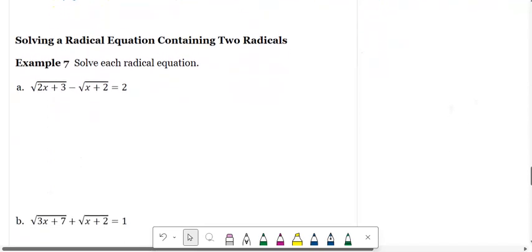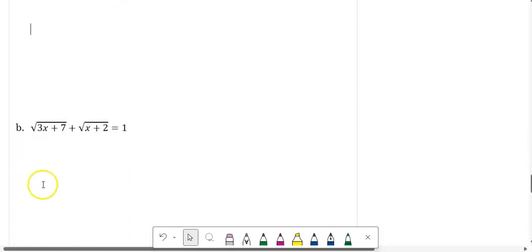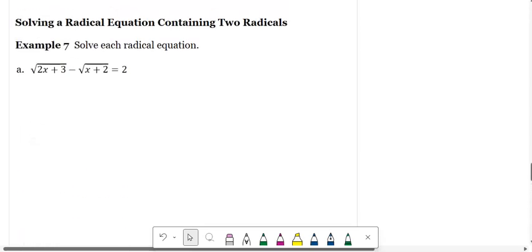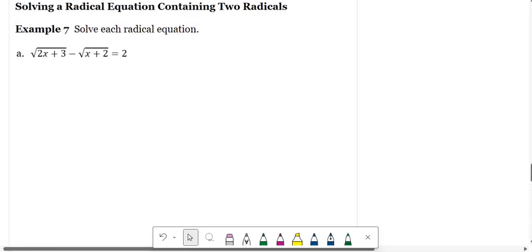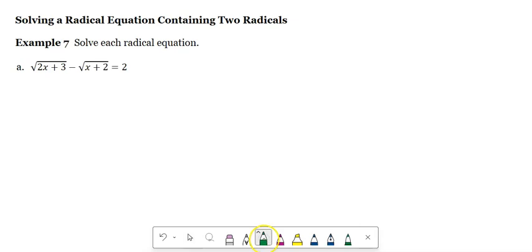The next set of examples are similar to what we just did, but now we're looking at equations that have two radical symbols in them. And so when we have something like this, we end up needing to square both sides of the equation actually twice. Before we get started, we want to move the square roots onto opposite sides of the equal sign. So I will start by adding the square root of x plus 2 to both sides.